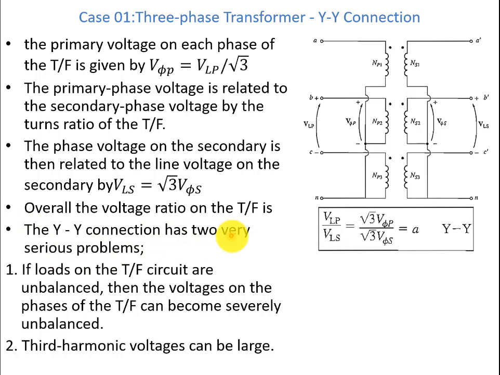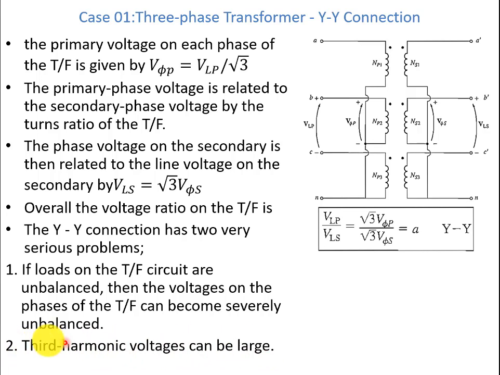So the YY connection has two very serious problems. One, if the loads on the transformer circuit are unbalanced, then the voltages on the phases of the transformer can become severely unbalanced. So in this YY connection, normally we have to keep the voltages very balanced. Obviously sometimes it's not possible, so mostly we don't use this YY connection. The second problem is that the third harmonic voltages can be large.